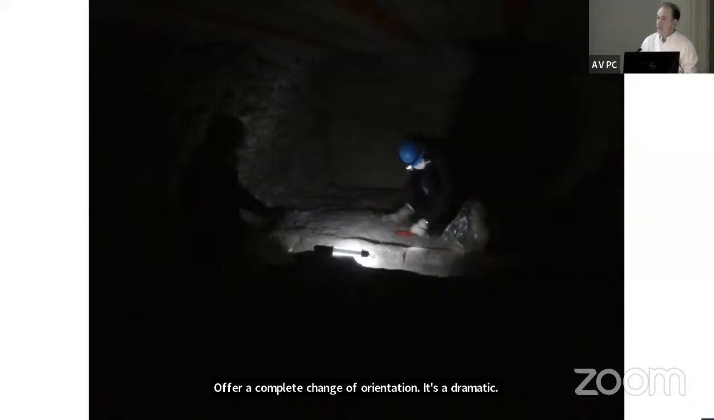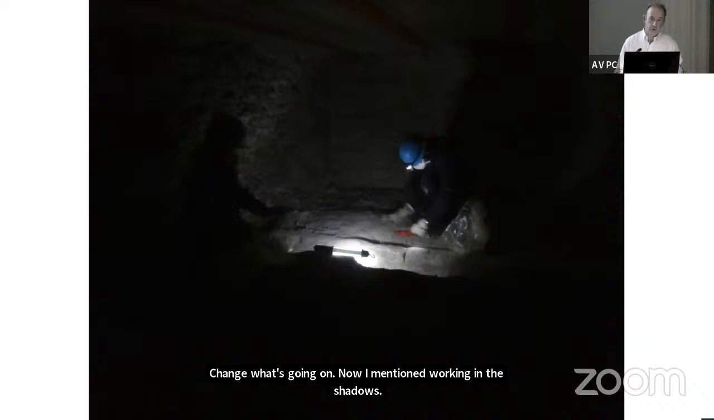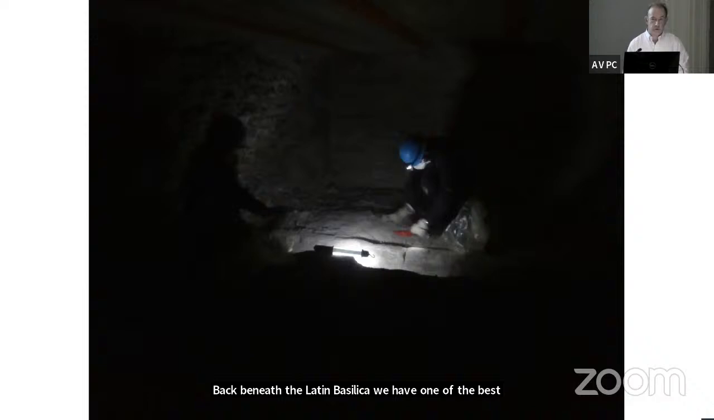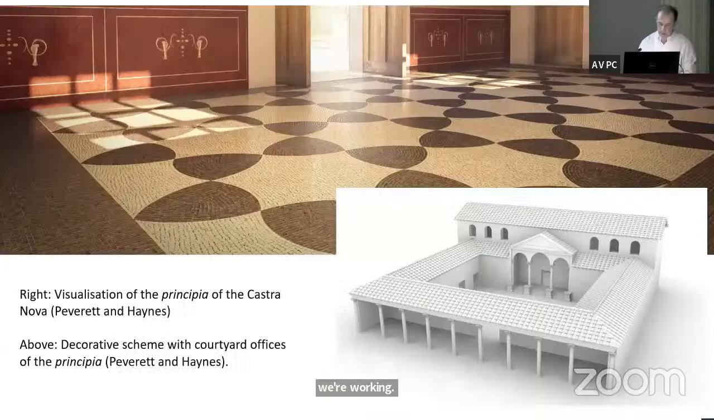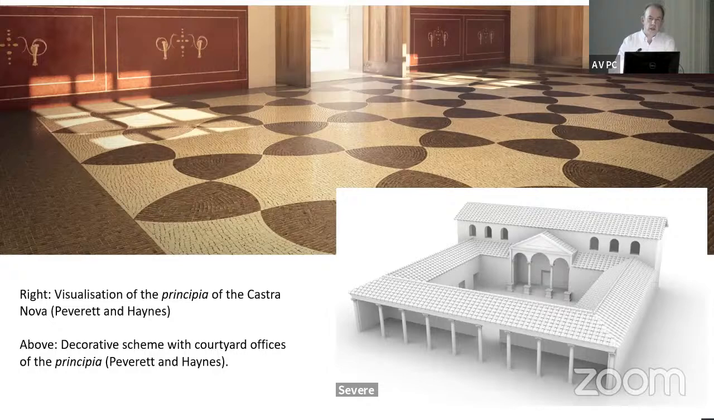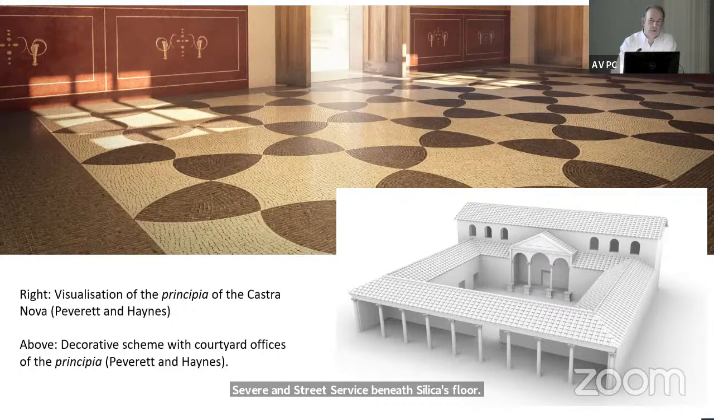Now, I mentioned working in the shadows. In fact, beneath the Lateran Basilica, we have one of the best preserved Roman courts that you could wish to see, but it is not easily accessible by any standards. Here we're working on a Severan street surface beneath the Basilica's floor. Collectively, it is possible from the evidence that we can find there to get a sense of what this castra, established by Emperor Septimius Severus at the very beginning of this time in Rome, would have looked like.